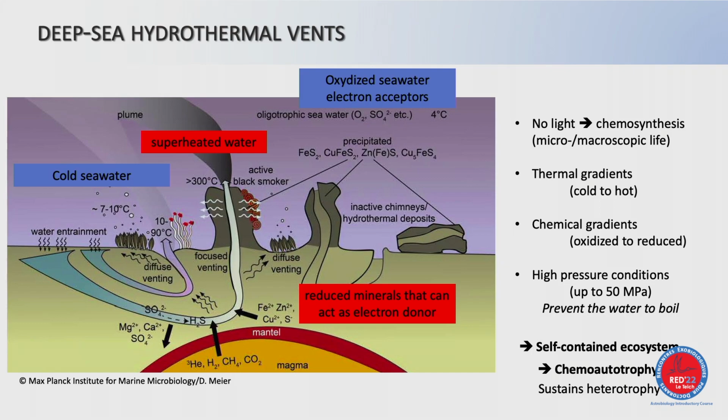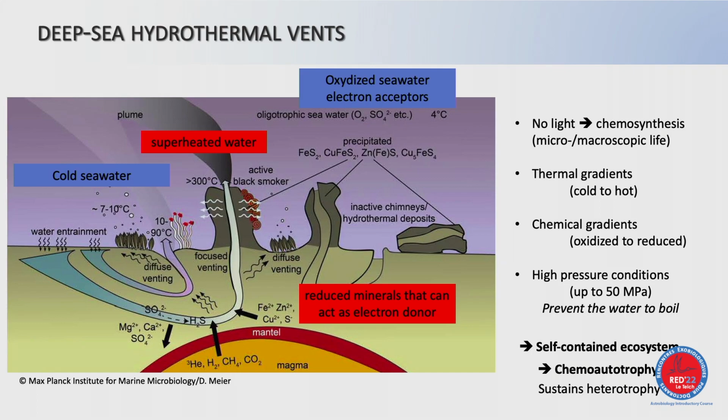So we can go up to 5,000 times the atmospheric pressure. And these high pressure conditions prevent the water from boiling. So those deep sea vents are self-contained ecosystems, and here the chemoautotrophy of microbes sustains all the heterotrophy and all the other life we can find in the deep sea vents, like the macrofauna.